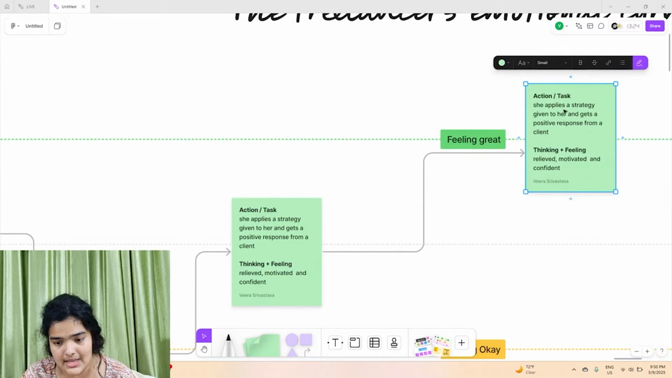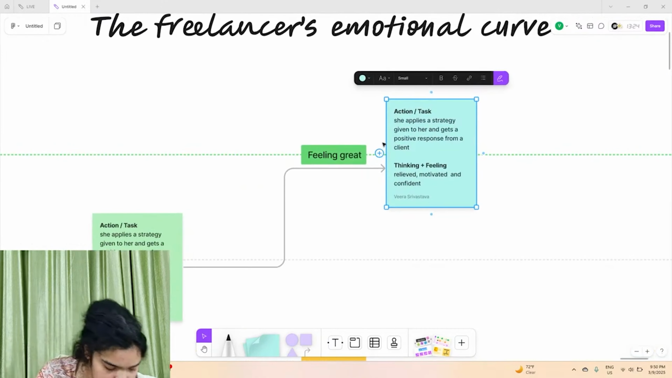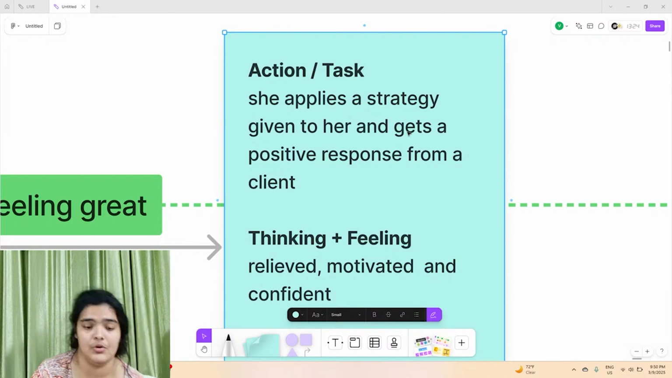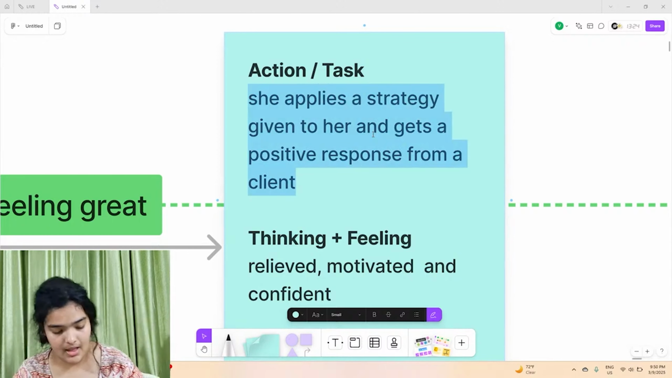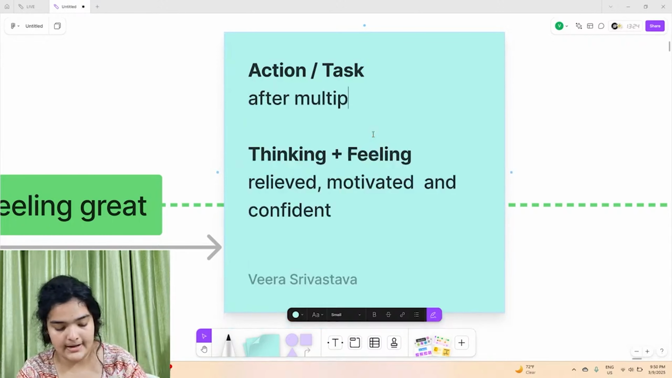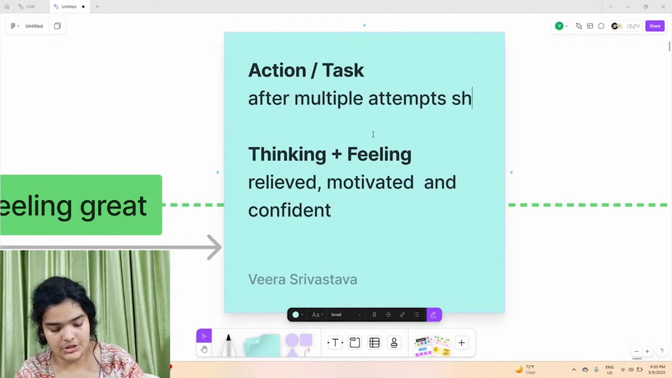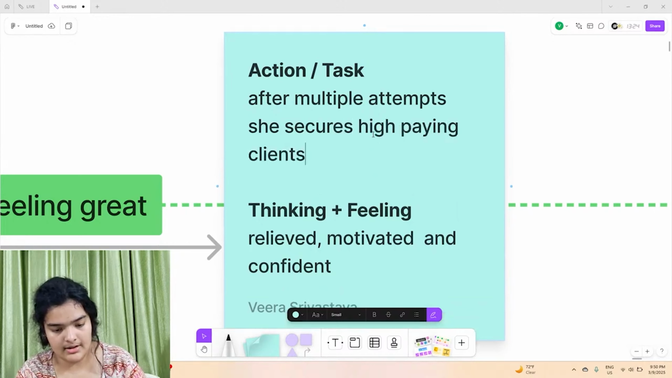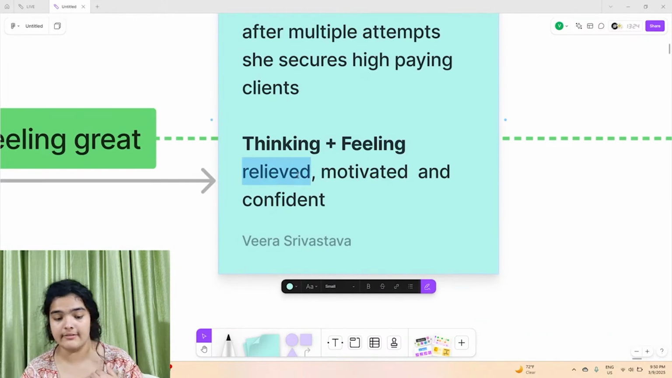This is where the person is actually feeling great. You want to change the color back to something even lighter. And at this point, after consistent effort, what's the action she's taken? After consistent effort, she secures multiple high paying clients and establishes a steady workflow. After multiple attempts, she secures high paying clients, right? And what is the thinking and feeling now?